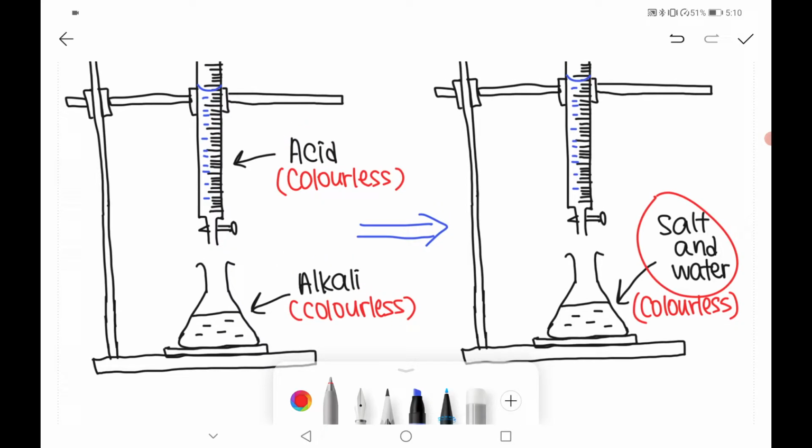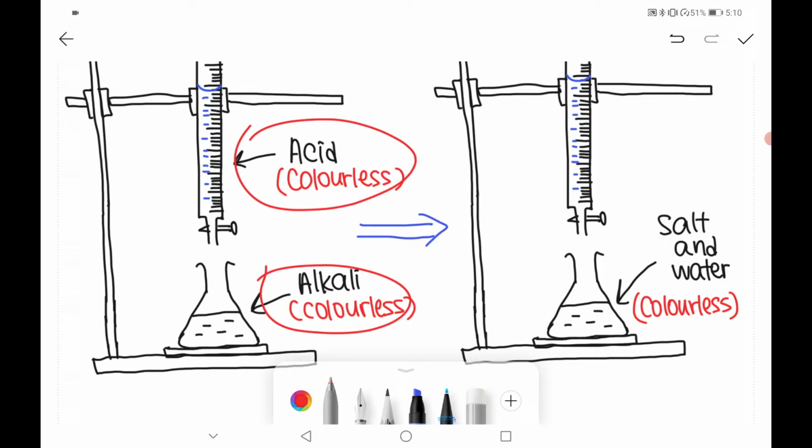When acid reacts with alkali, the final products are salt and water, right? We learned this in your lesson number 2. Salt is colorless, water is also colorless. So what does it mean? Colorless acid mixed with colorless alkali produces colorless salt and water. Everything is colorless. So you will never know when the titration has already completed.